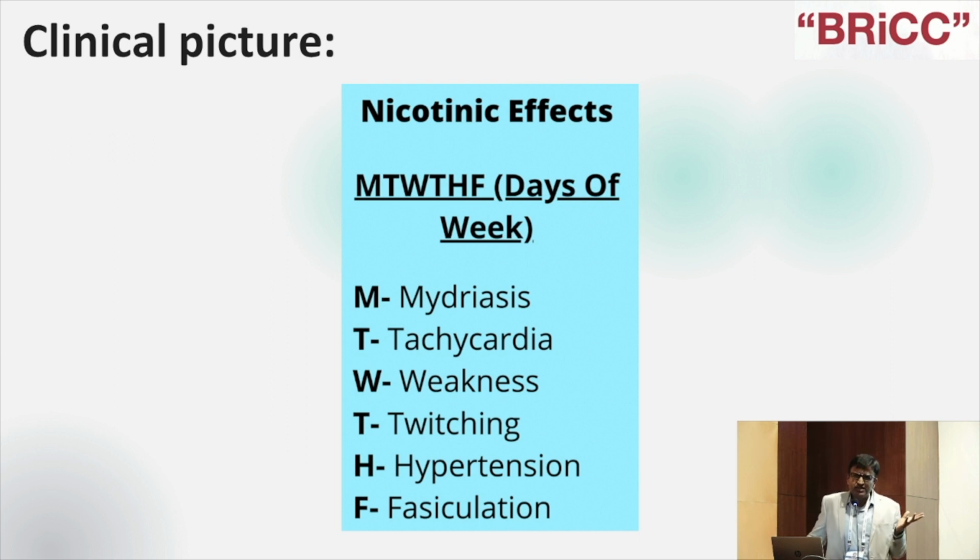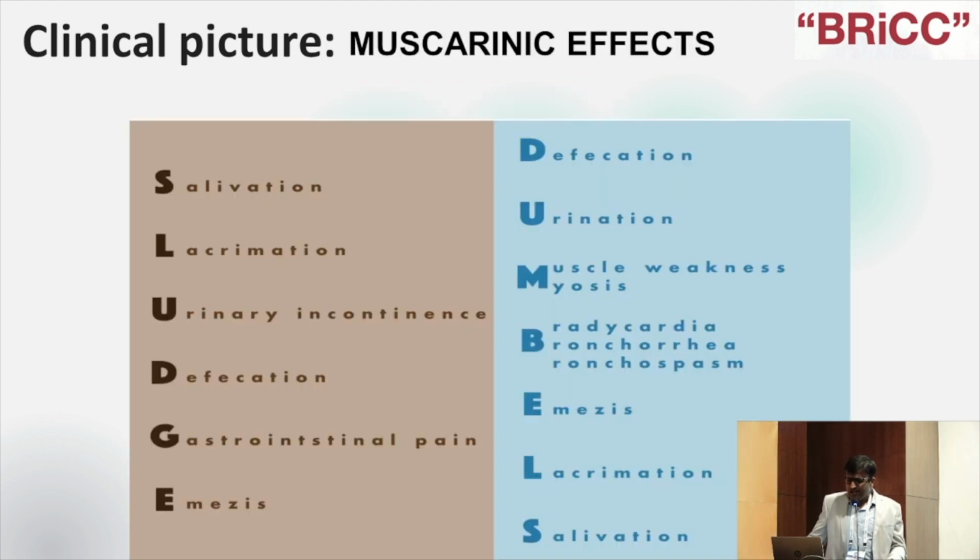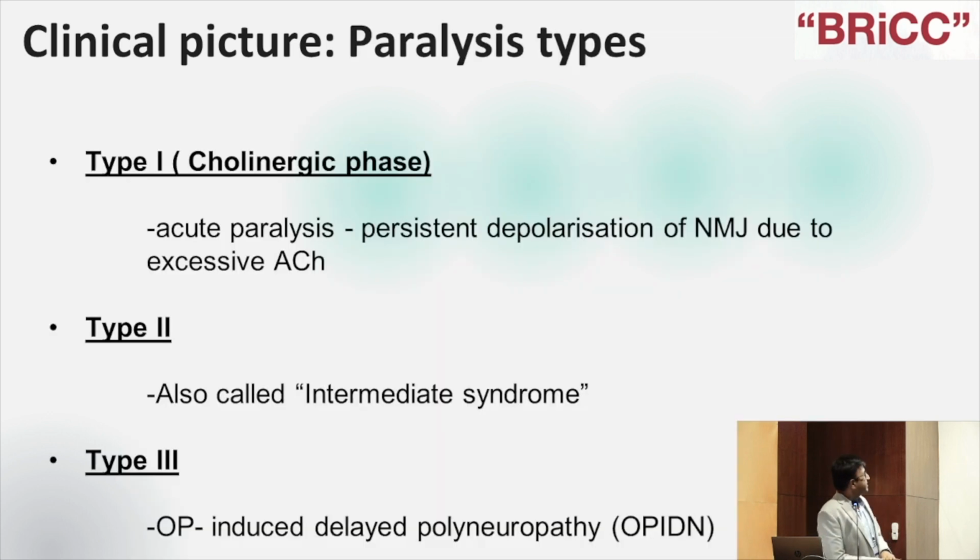You don't see that, but there are other reasons why you would see tachycardia as well. Muscarinic effects, two mnemonics. The important thing to remember is everything is excessive, as Dr. Chetan said. Bradycardia, bronchorrhea, bronchospasm are the important ones. So you have to remember, and everything else, you know this. So I won't bore you by repeating these things.